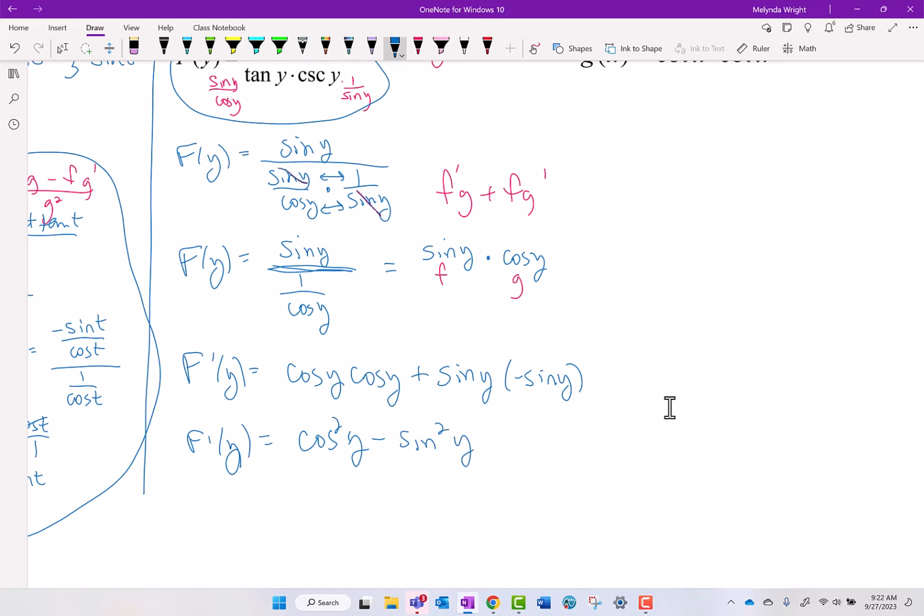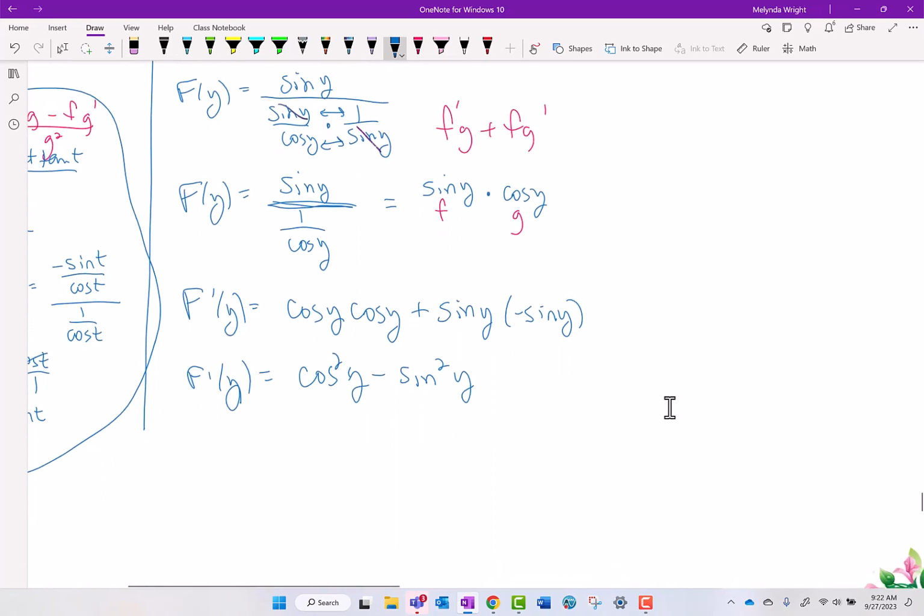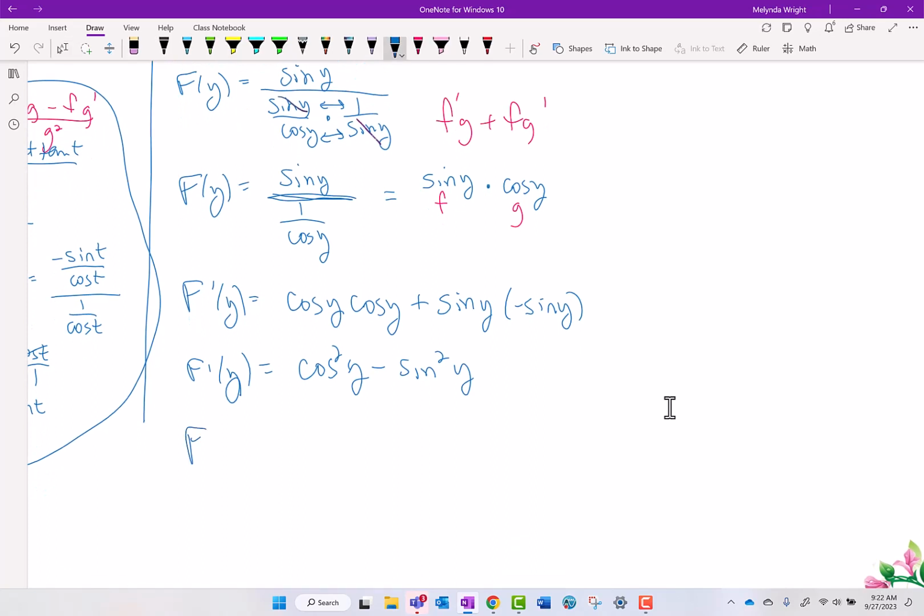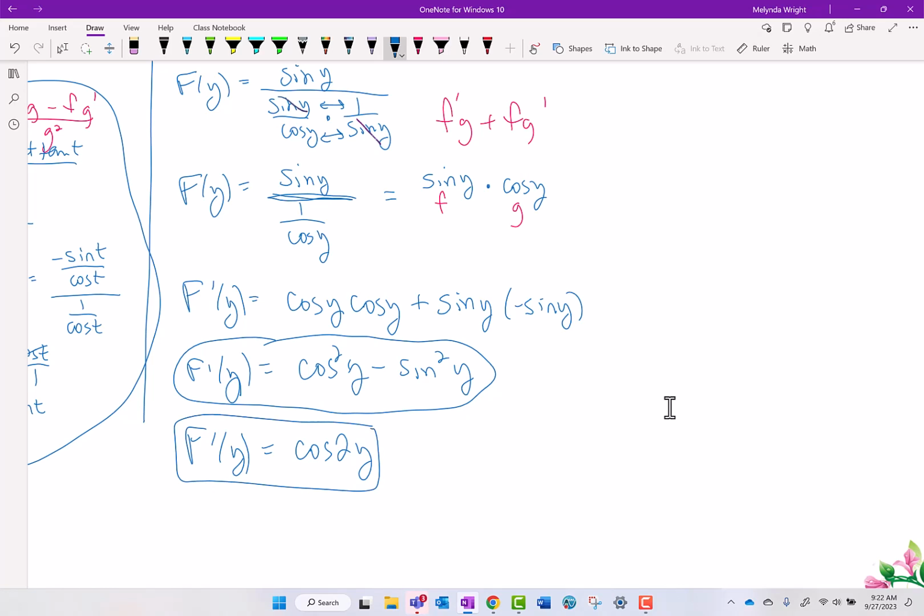Does that ring bells with anybody? Yes, cosine 2 theta, or 2y. It's cosine 2y, so we could simplify. I'm okay if you leave it like this, but I'm telling you that if it were multiple choice, our answer would probably be the double angle for cosine. So this is this. Those are equivalent.